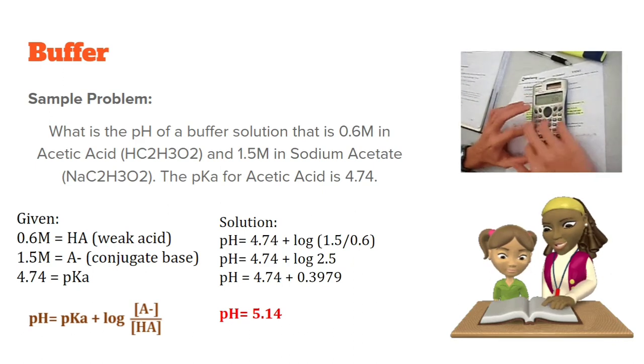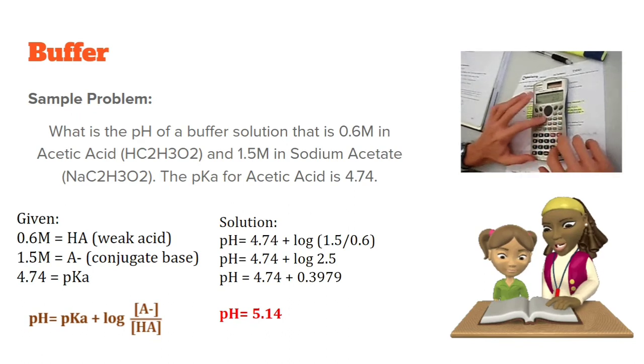So again, guys, question, what is the pH of a buffer solution that is 0.6 molar in acetic acid and 1.5 molar in sodium acetate? And then the pKa for the acetic acid is 4.74. Then, yun. Check nyo kung ano yung mga given nyo para madali natin siyang i-substitute. So, yun na nga, acetic acid. So, therefore, that is your weak acid, which is 0.6 molar. Next is your conjugate base, which is the sodium acetate, 1.5. Then, pKa is already given, 4.74.